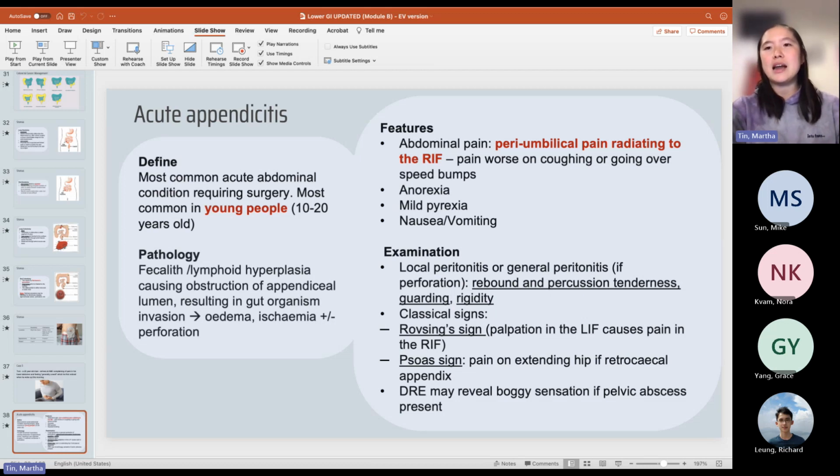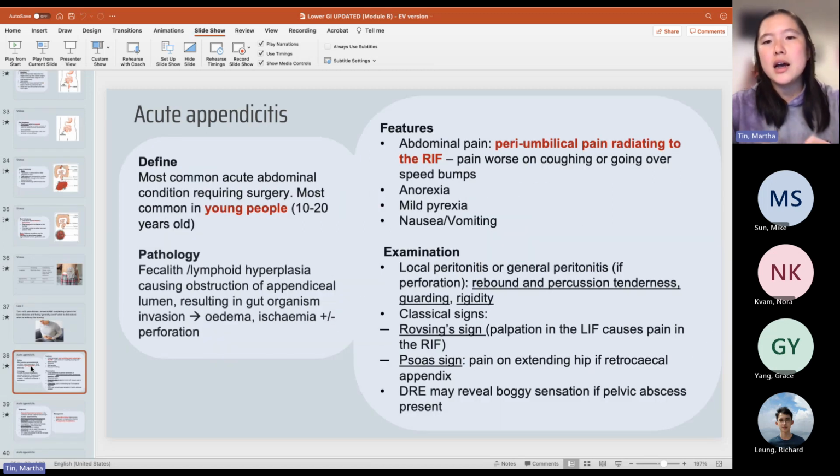And classically, in an examination, you'll have this periumbilical pain, so in the center of the abdomen, and it migrates to the right iliac fossa. It also presents with anorexia, which I'm just going to remind you, in the case of gastro, refers to having a loss of appetite, and it does not refer to anorexia nervosa. That's something separate completely, but this is just the terminology used. Anyways, so abdominal pain, anorexia, mild fever, nausea and vomiting, and sorry, let's go back.